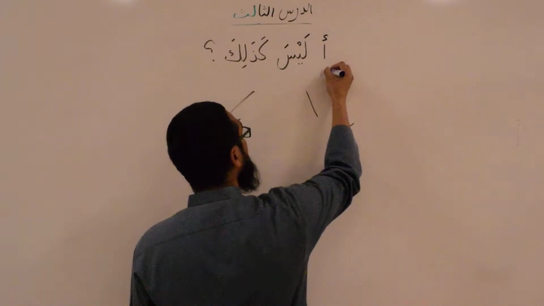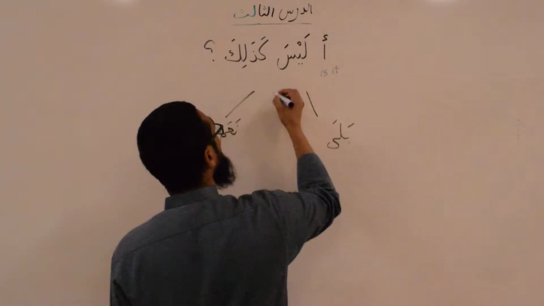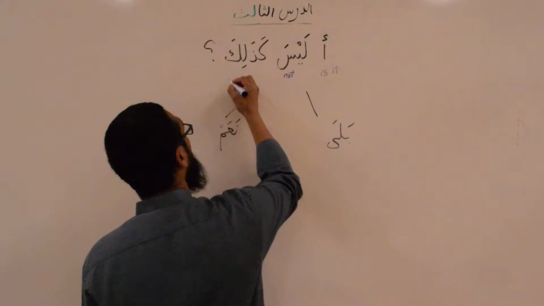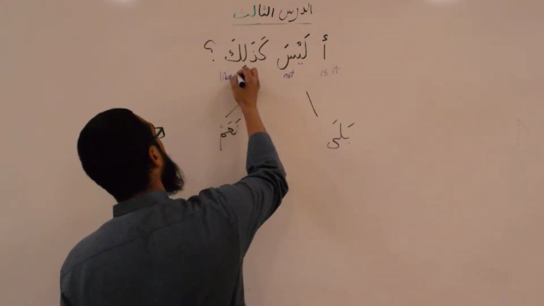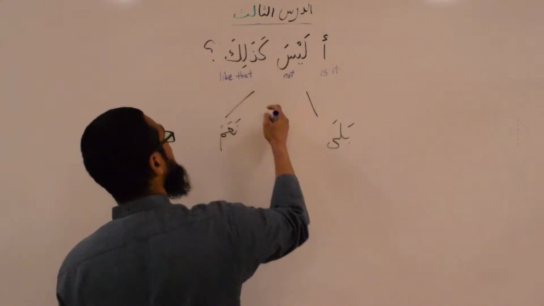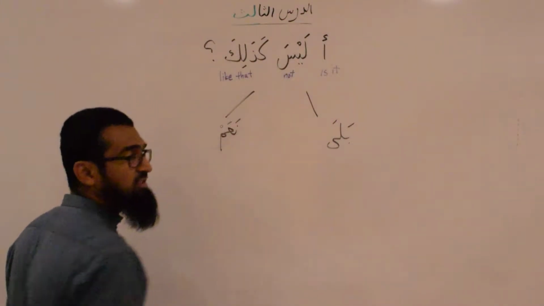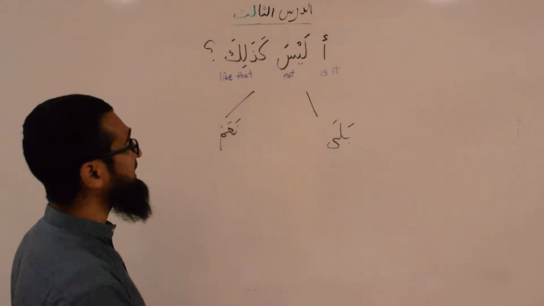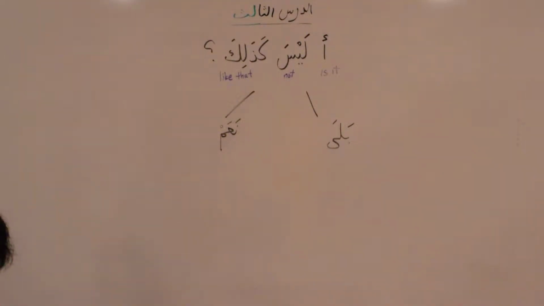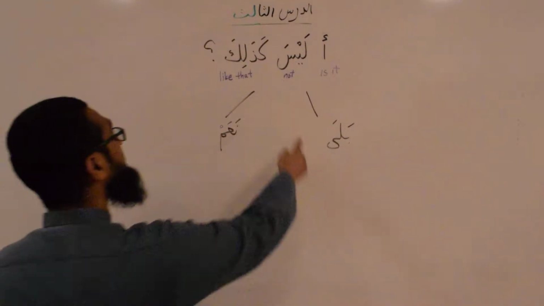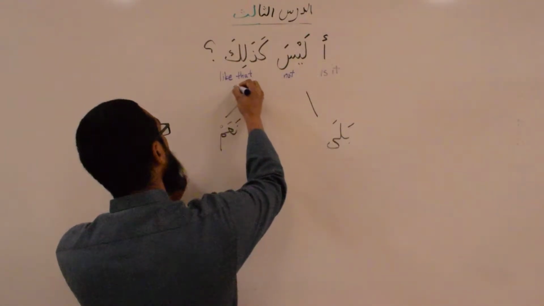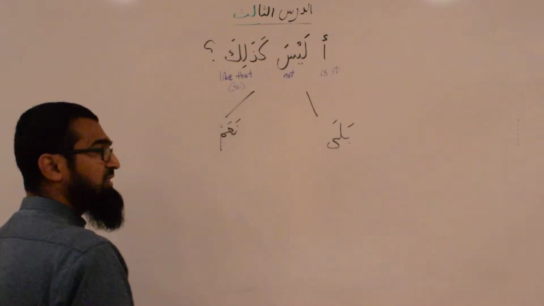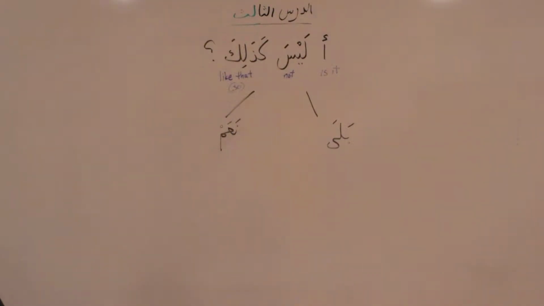Okay. So is it not like that? When would you ask that? That's a question. Well, another way of saying this, is it not like that? You can say, is it not so? Let's replace this with so, because I think we say that in English. Is it not so? Isn't it so?